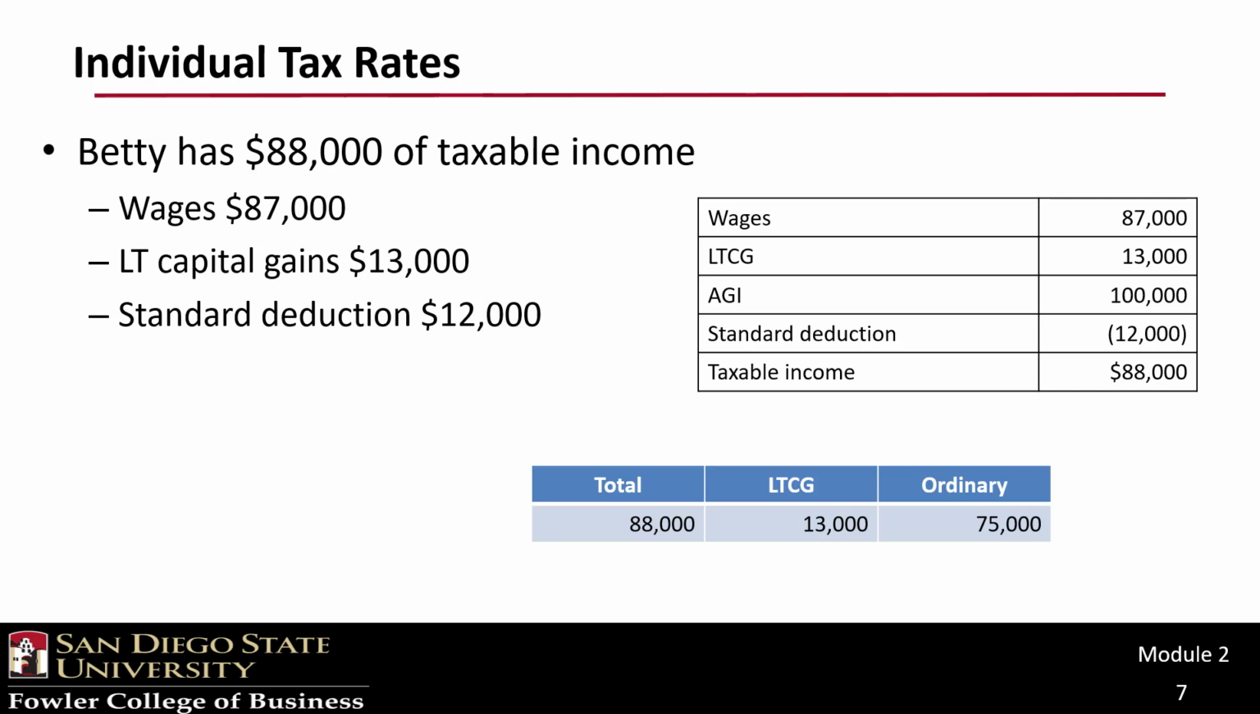Our taxpayer Betty has $87,000 in wages and $13,000 in long-term capital gains. She also takes the $12,000 standard deduction as a single taxpayer. As a result, her taxable income is $88,000. But if we were to apply the typical ordinary tax rates to her taxable income of $88,000, what we'd be missing is that she's eligible for preferential rates on $13,000 of long-term capital gains. So instead, we need to bifurcate the total taxable income into the portion eligible for preferential rates, and then the remainder is just ordinary.